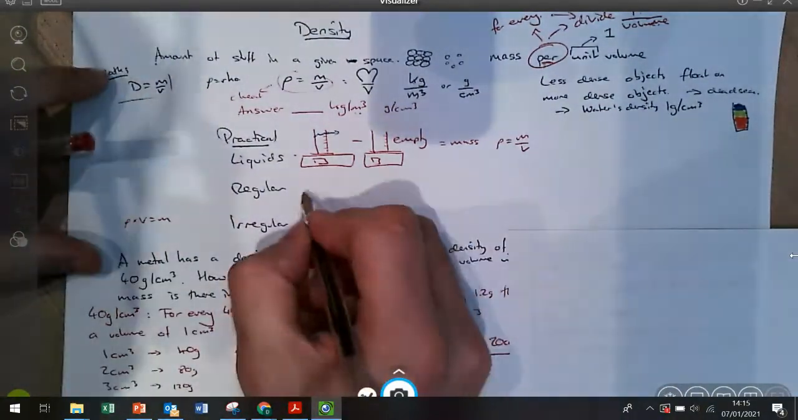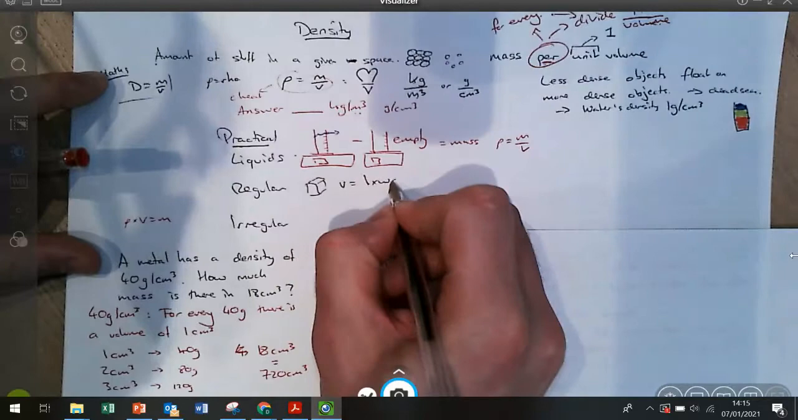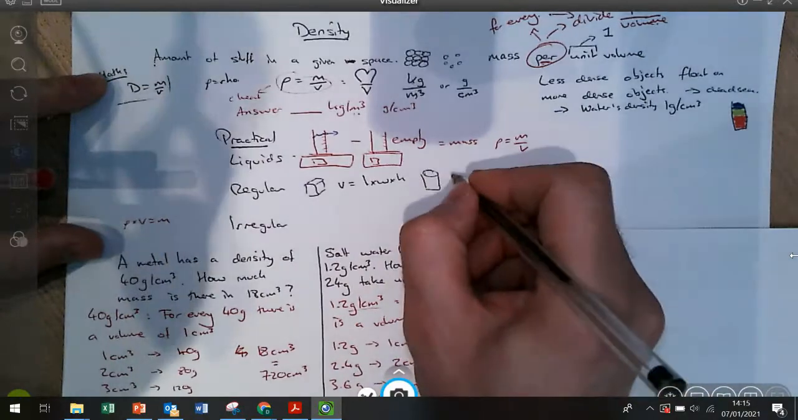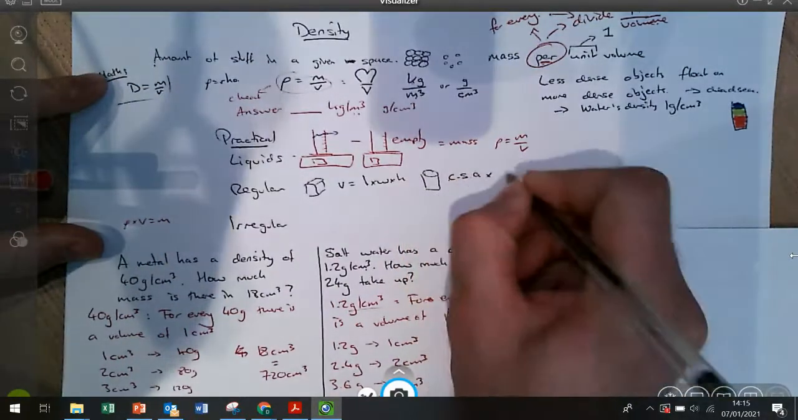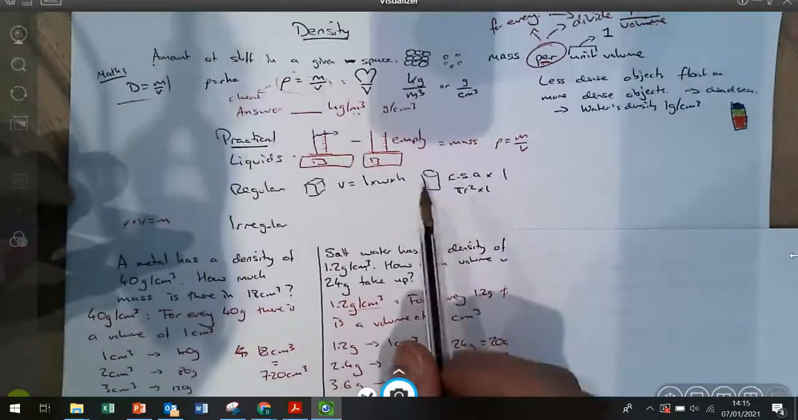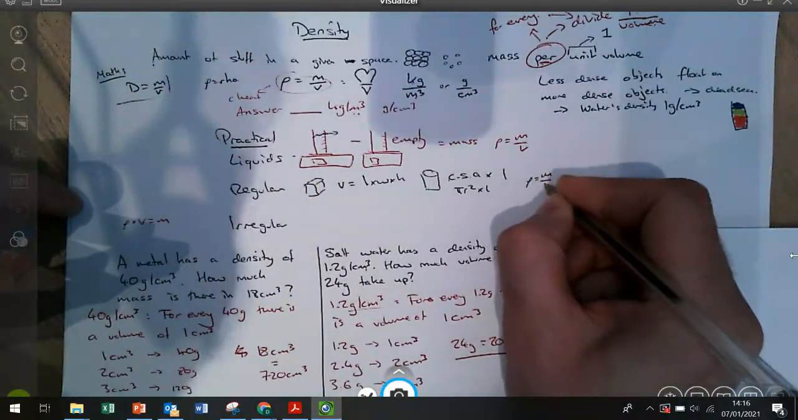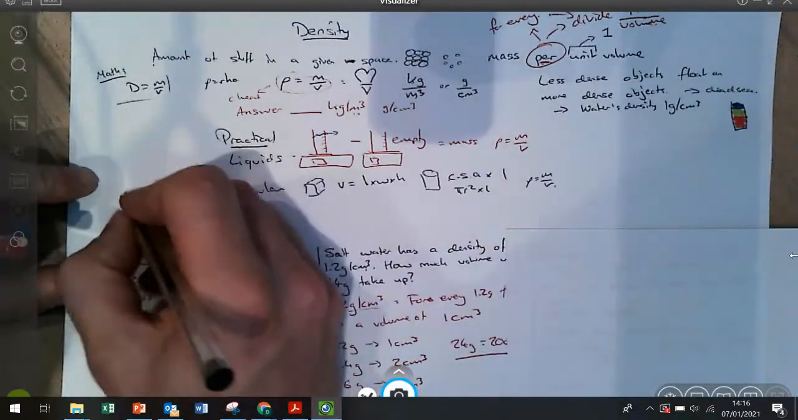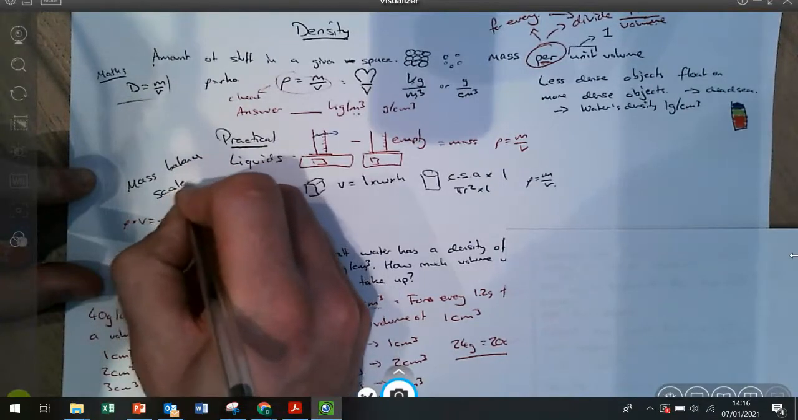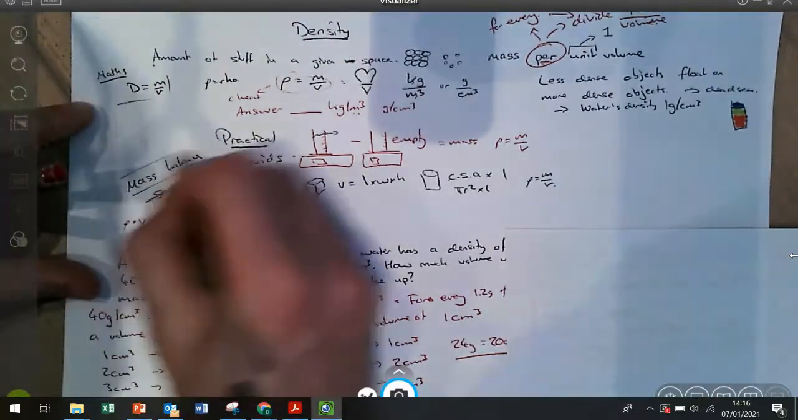For regular objects, typically we'll be looking at things like cubes, where the volume is length times width times height. Higher tier could be given something like a cylinder, where we need the cross-sectional area times the length, so pi r squared times length, and other shapes could be given, but probably this is the most likely one. And then, of course, density is mass over volume using a mass balance. Right, we always use a mass balance. We never use scales. Scales are not accepted on the mark scheme. We use a mass balance.